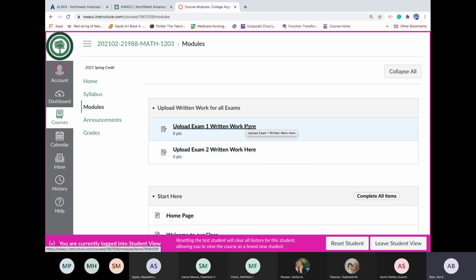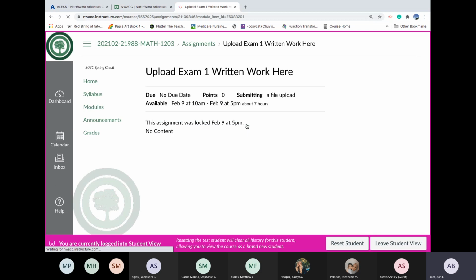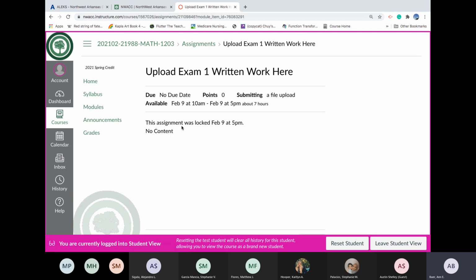If you try to click on exam 1, you're going to get some kind of error message. This assignment was locked. It's not technically an error message, but it's a message. This assignment was locked February 9th at 5 p.m. So you know by what it says there, that's not the one to choose. I wanted to unpublish upload exam 1 written work here, but I couldn't unpublish it. Canvas wouldn't let me do it. So any questions on what I've said about Canvas?